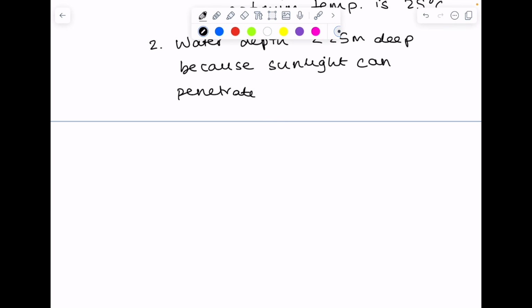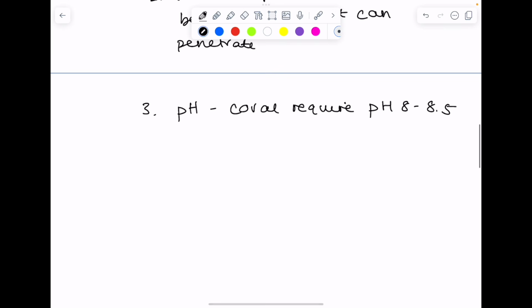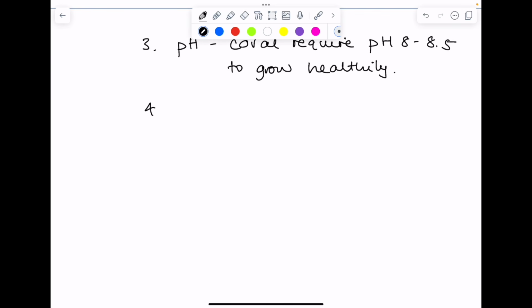In terms of pH, and this is why global warming is such a concern, because it's actually reducing the pH of the seas, corals require quite an alkaline pH, so a pH of between 8 and 8.5 to grow. We need salinity, so that means salty water, i.e. seas and oceans.